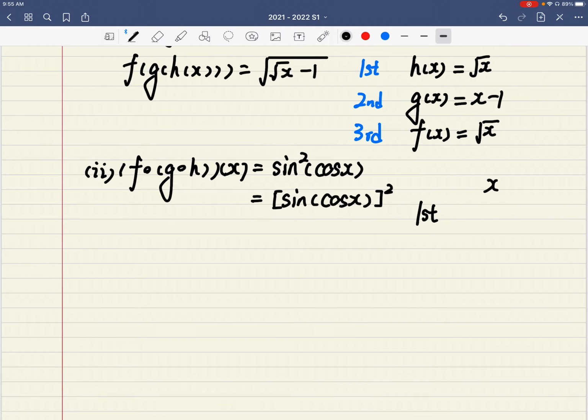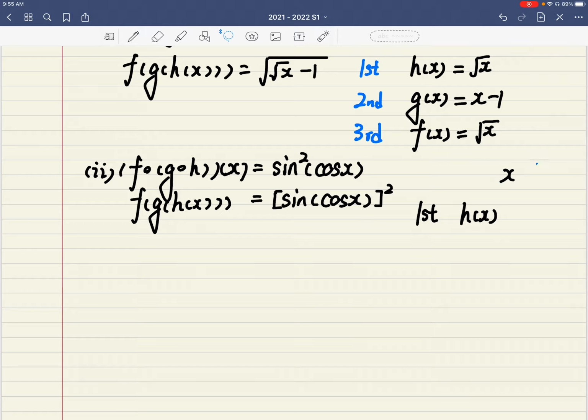On the left-hand side, let's write it down: f(g(h(x))). What's the first thing you do on the left-hand side? You do h(x). What's the first thing you do on the right-hand side? Given an x, you first take the cosine of x. And then the second thing you do on the left-hand side is g(x).